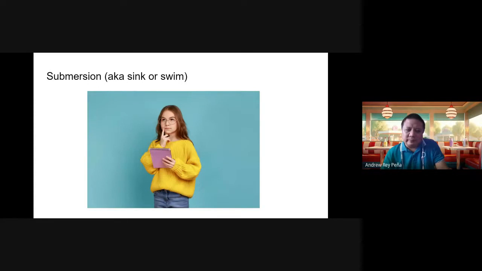Okay, the first one is submersion, also known as sink or swim. This educational setting is simply mainstream education with no planning for the inclusion of students who do not speak the majority language. They just put the students into the school. For example, you have a minority language, you just take them to school.